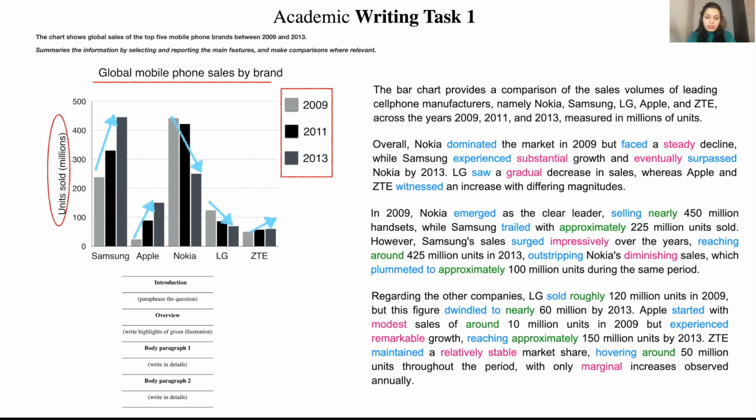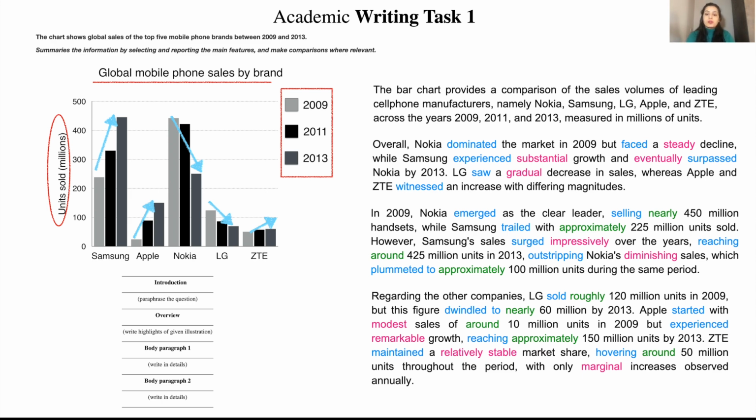Okay, all right. As you can see here, we have written LG, then we talked about Apple, and then we talked about ZTE, in full detail with their statistics. And this is what we have to do. So this is called coherence. Coherence means logically linking and logically organizing your paragraphs in Task 1.